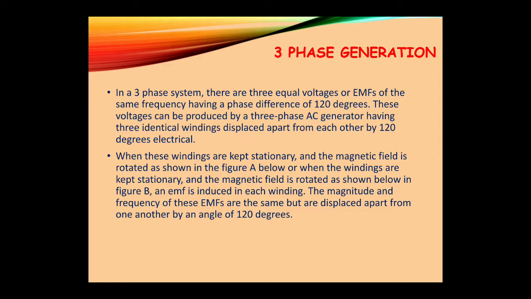So if the coil cuts the magnetic flux, according to Faraday's laws of electromagnetic induction, a voltage is induced, and here the three windings or three coils are 120 degrees apart from each other, so three voltages are induced in the three coils, and the electrical angle between these three voltages is also 120 degrees. This is the three-phase generation.